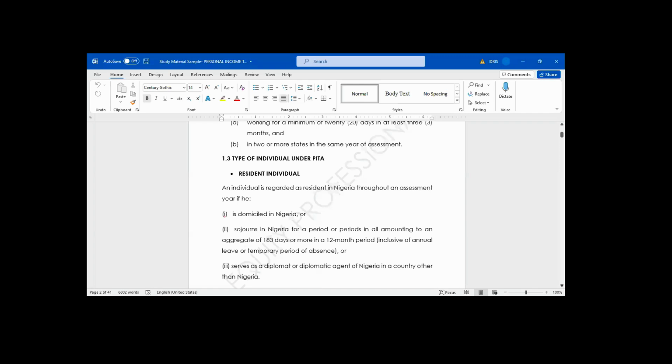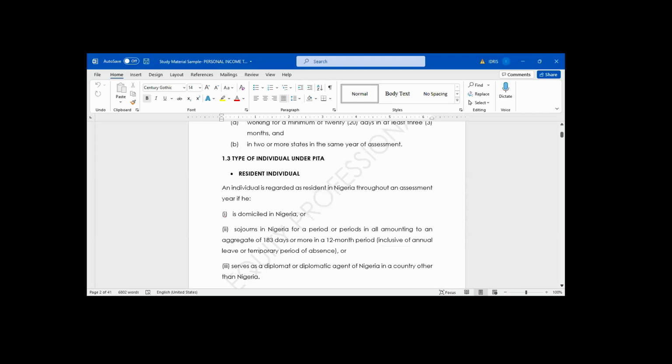A resident individual is a person that domiciles or resides in Nigeria for more than how many days? For more than 183 days. That means if you are residing in Nigeria in a particular year of assessment, within 12 months, if you stay in Nigeria for more than 183 days, that means you are a resident of Nigeria.